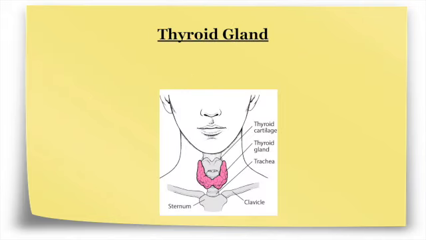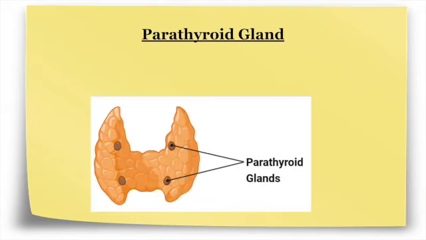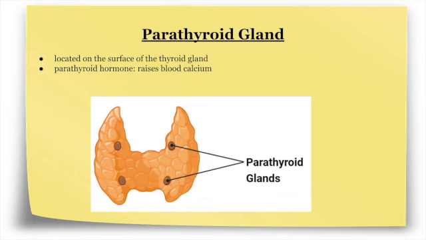The thyroid gland is located near the trachea. It is a gland that releases calcitonin, which lowers calcium levels in the bloodstream and stimulates bone structure. It also releases triiodothyronine and thyroxine, which stimulates metabolism. This is countered by the parathyroid gland, which is located on the surface of the thyroid gland. The parathyroid hormone raises blood calcium.